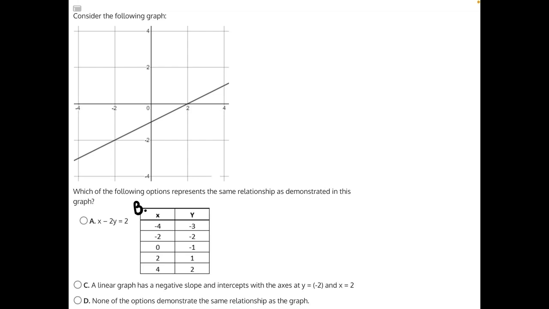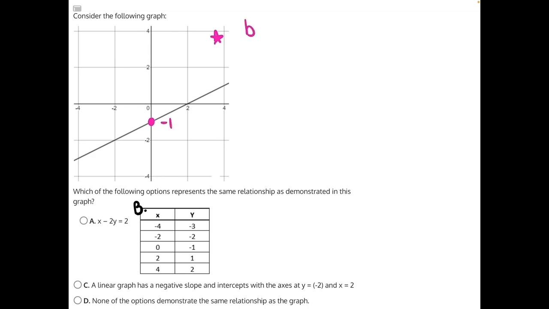Consider the following graph. Which of the following options represents the same relationship as demonstrated in this graph? To solve this question, let's see if we can create an equation based off of this graph, starting with our b value. Where does the graph intercept the y-axis? It looks like it's right at y equals -1.